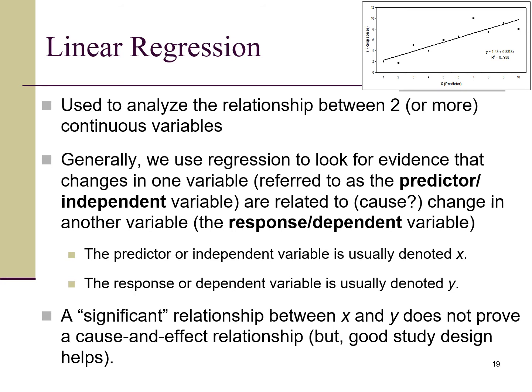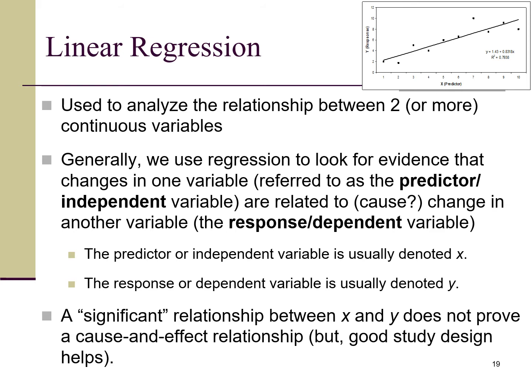We're analyzing the relationship between two or more continuous variables. Generally, we use regression to look for evidence that changes in one variable are related to, not necessarily cause, changes in another. Correlation, as I hope you've heard, is not causation. Just because one variable rises when another variable rises doesn't mean there's a cause there. It could be just that they're both influenced by a third factor.